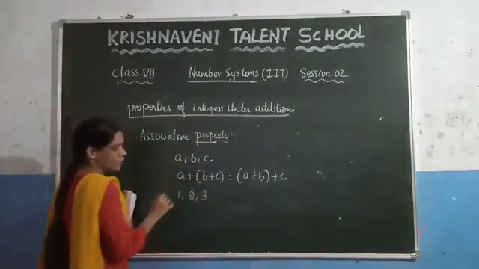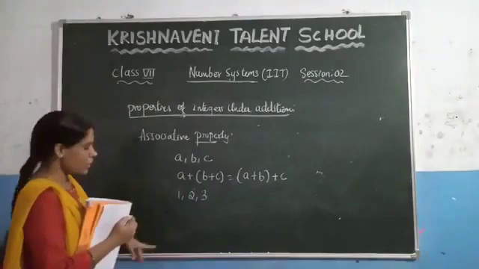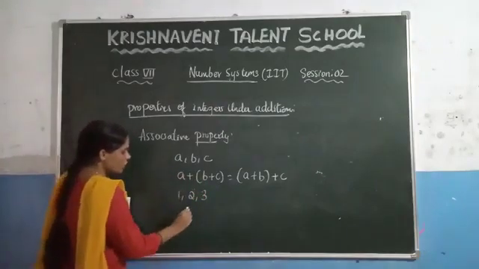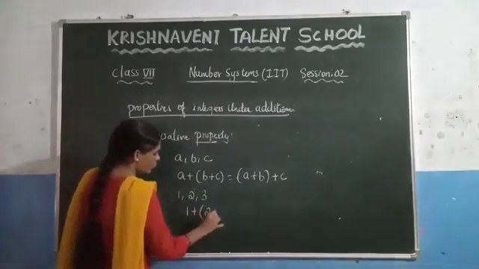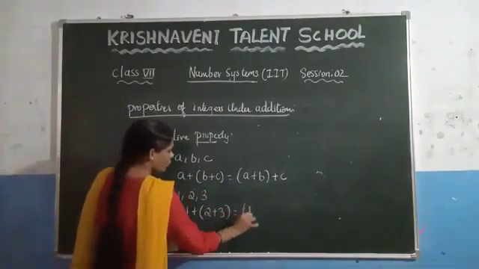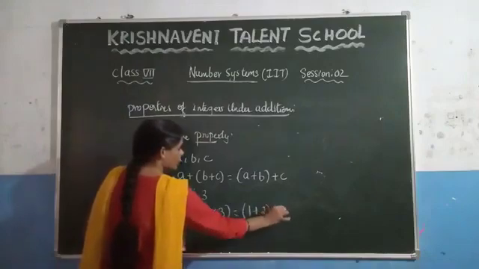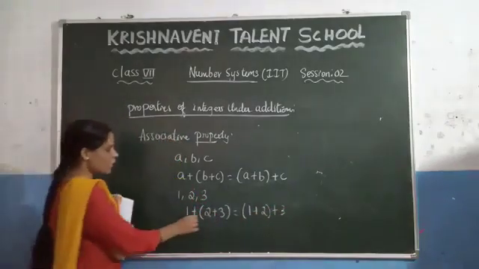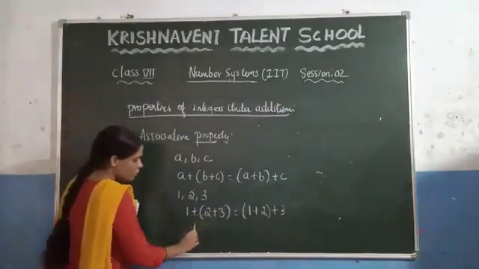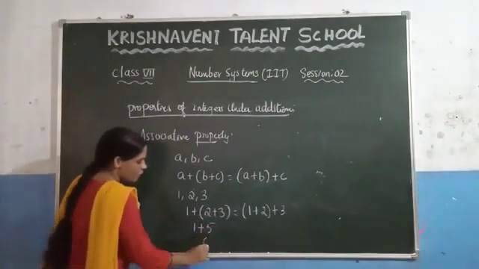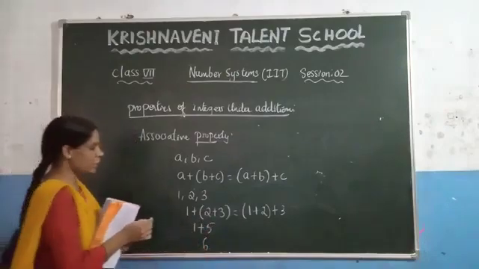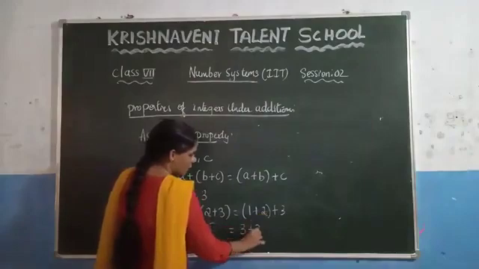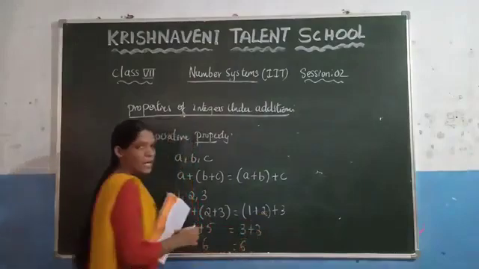Let us consider a few examples here. Take 1, 2 and 3. Let us consider three numbers. Now check whether this condition holds good or not. Here we need to check 1 plus (2 plus 3) is equal to (1 plus 2) plus 3. Whether it is true or false, we need to check it. What is the value of 2 plus 3, which is 5. So what is the value of 1 plus 5, which is 6. Similarly here, what is the value of 1 plus 2, which is 3, and plus 3 is there. You are getting the result as 6.